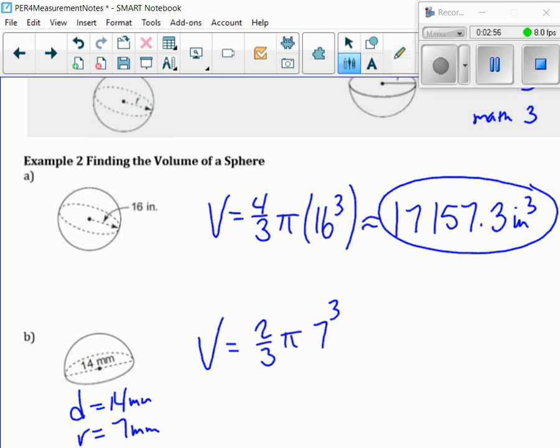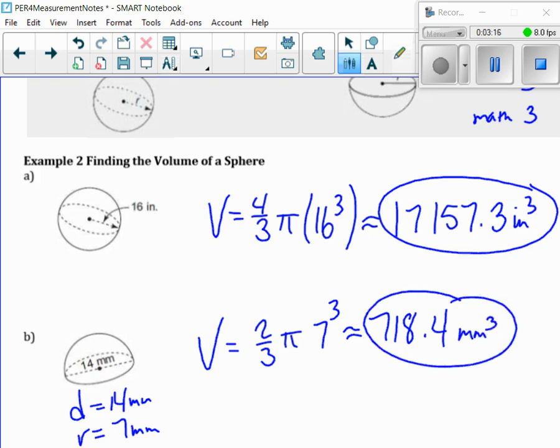I said squared, didn't I? Yes, it's cubed. So 2 divided by 3 pi 7 to the power 3. Did you get 718.4 millimeters cubed? Very good. Any questions there? You're probably already done.